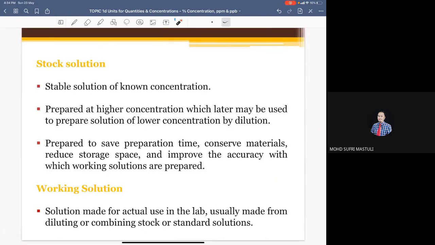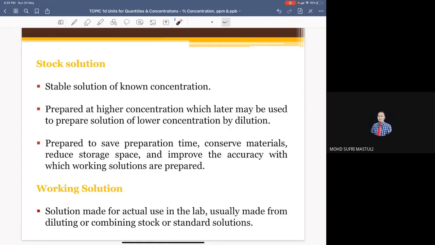During the dilution, you should know the difference between stock solution and working solution. Stock solution is a stable solution with known concentration. It is prepared at a higher concentration, which later may be used to prepare solutions of lower concentration by dilution. It can save you time, it can conserve the material, we can reduce the storage space, and we can improve the accuracy when the working solutions are prepared.